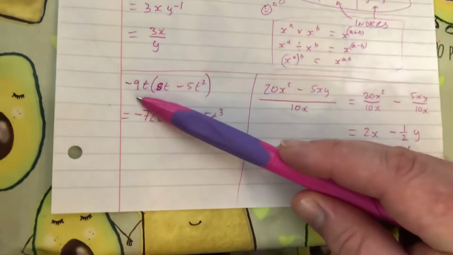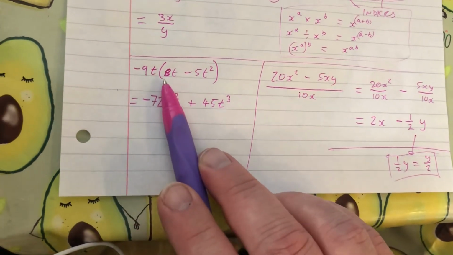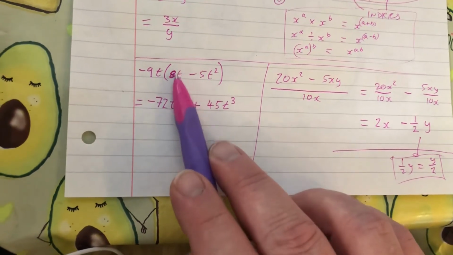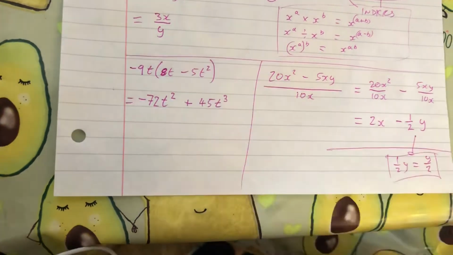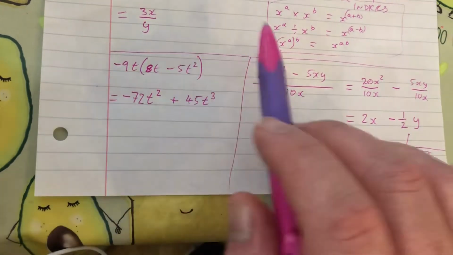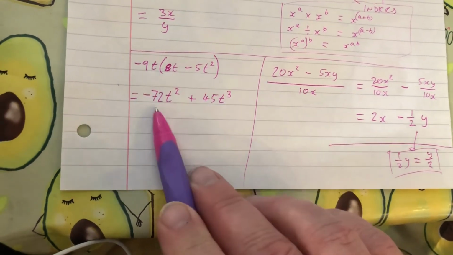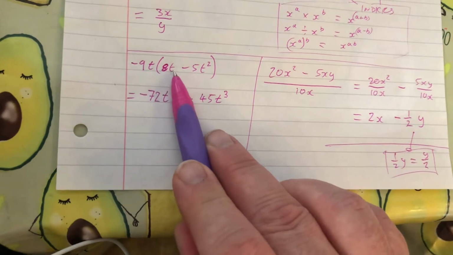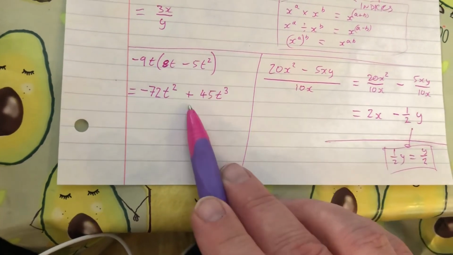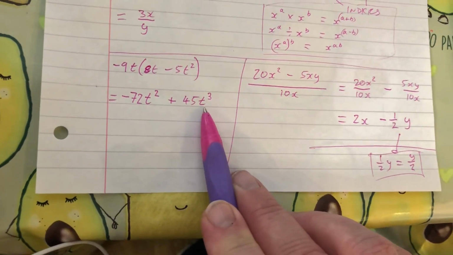So for the next one, we've got a multiply out of bracket. So negative 9t, bracket 8t minus 5t squared. We can't add or subtract them because this is a t, this is a t squared. The base with the algebraic part's not the same, but we can multiply. So negative 9 times 8 is negative 72, and t times t is t squared. And negative 9 times negative 5 is positive 45, and t times t squared is t cubed.